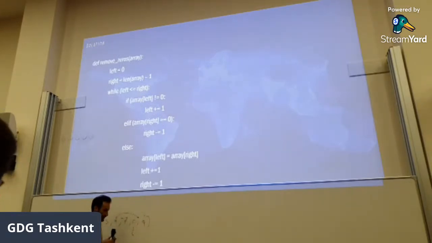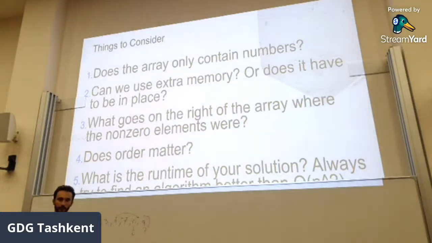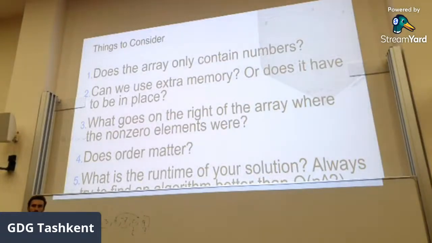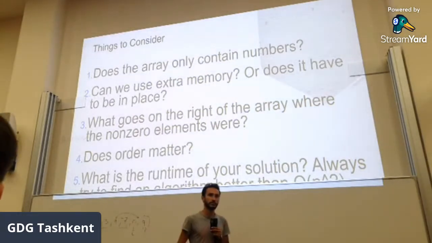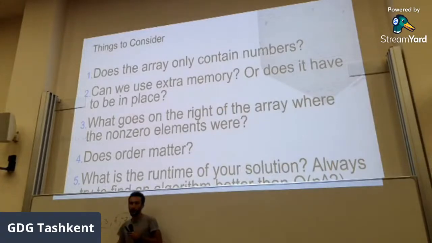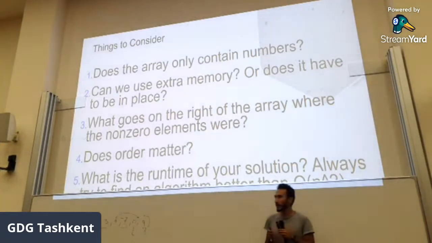And like we said earlier, remember that slide about what goes on the right of the array where the non-zero elements were? I told you guys on the right side I put a question mark because we don't care what's on the right side. We just care that all the non-zeros are at the front. The only thing you must do is that the numbers must be non-zero. Exactly. So all the non-zeros are at the front.